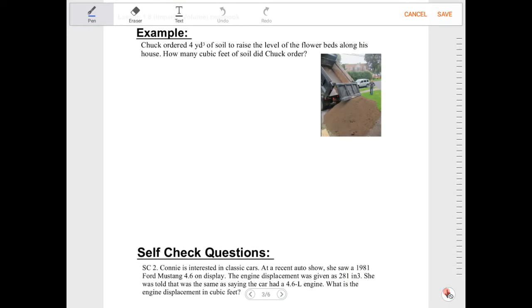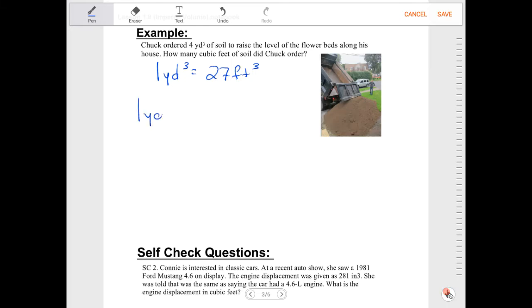Okay, Chuck ordered 4 cubic yards of soil. How many cubic feet of soil? Okay, so we want to go from yards cubed to feet cubed. I mean, no big deal. Do we have that? Feet? Yeah, we have that again. If you look on your conversion factor sheet, we know that 1 yard cubed is equal to 27 feet cubed. Now, I think we figured that out a few pages back already.